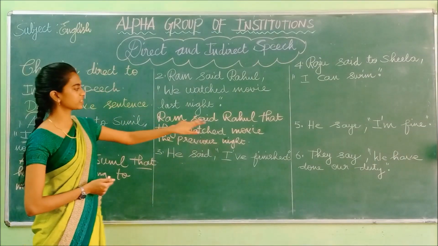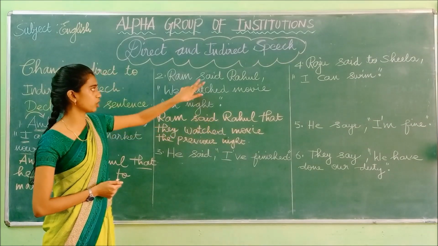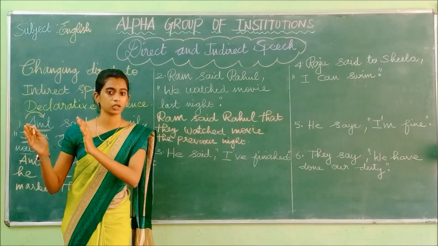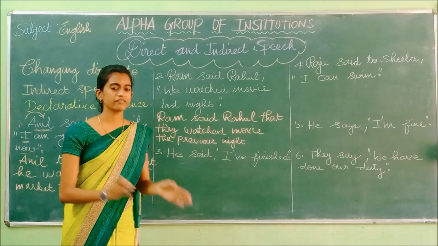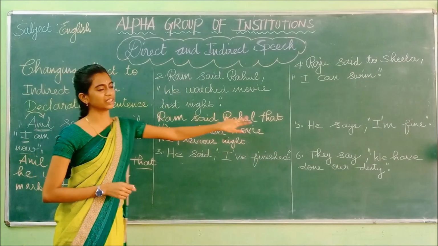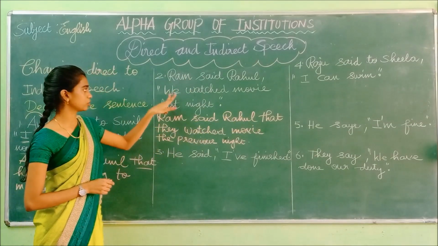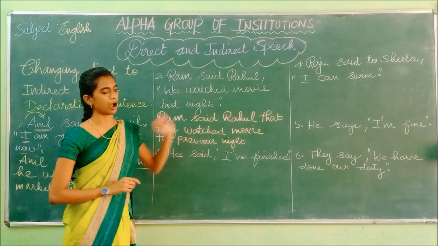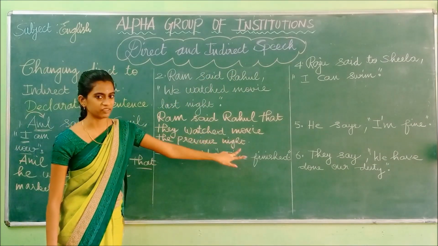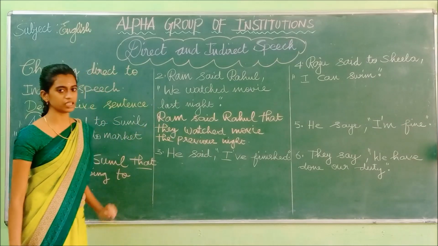Okay. So Ram said Rahul. Here we should not change this "said". If there is "said to", we have to change it into "told". If there is "said", we have to write as it is. So Ram said Rahul that they. So this "we" refers to both Ram and Rahul, that they watched movie the previous night. Okay, have you understood this?